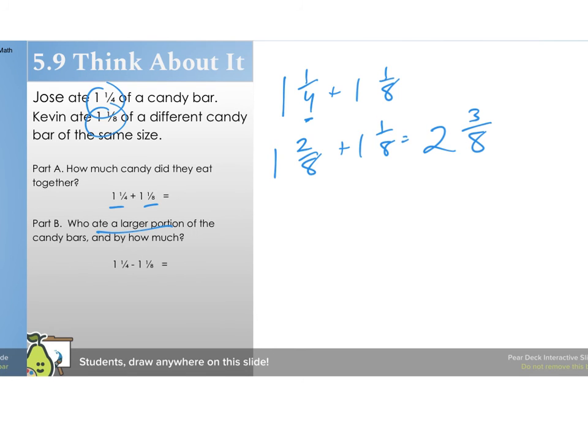Who ate a larger portion? Well, the person who ate 1 1/4, so that would be Jose ate more. And by how much? So we'd have to subtract. So we know it's 1 and 2/8. Subtract 1 and 1/8. 1 subtract 1 is 0. It would just be he only ate 1/8 more.